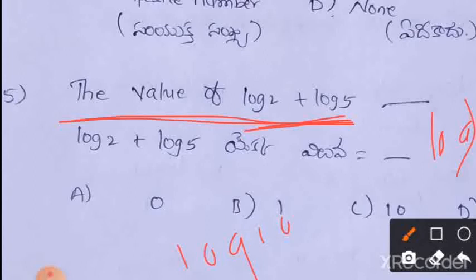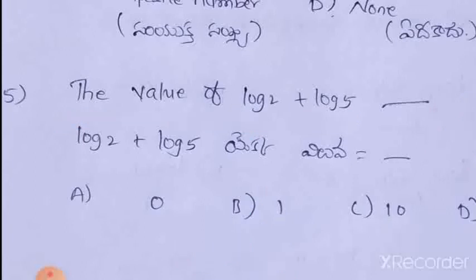So log 10 base 10. Here both are equal, 10 and 10. The base is also 10, and this one is also 10. So the answer will be B. The value of log 10 base 10 is 1. So this is the answer.